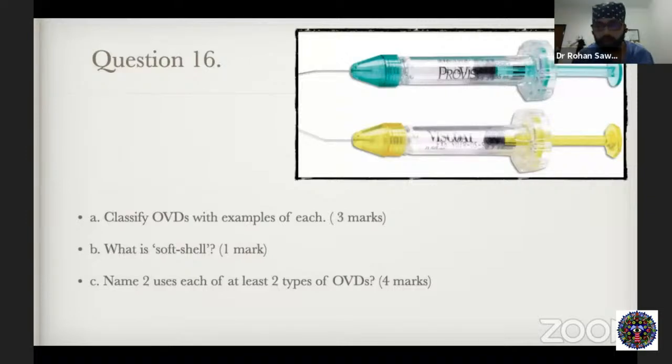Given pictures of what looks like Provisc and Viscoat.